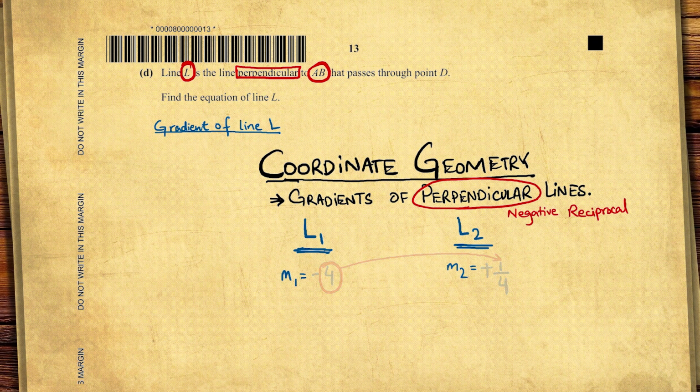Now let's use another example. Let's say the gradient of line L1 is 3/4. So the gradient of the line L2 that is perpendicular to it will be the negative reciprocal. Gradient of line L1 is positive. So the gradient of the line L2 will be negative. And the gradient of the line L1 is 3/4. So the gradient of the other line that is perpendicular to it will be the reciprocal 4/3. So the gradients of perpendicular lines are negative reciprocals of each other.